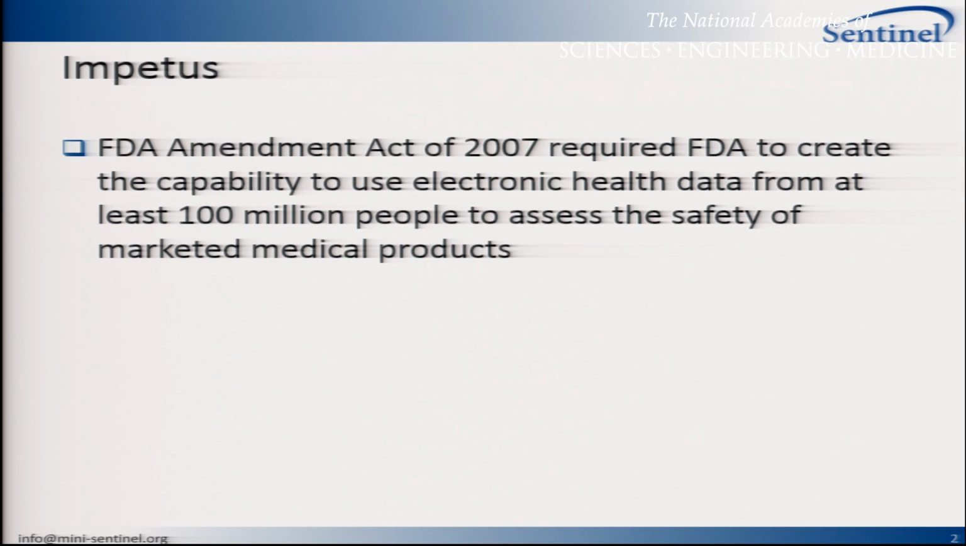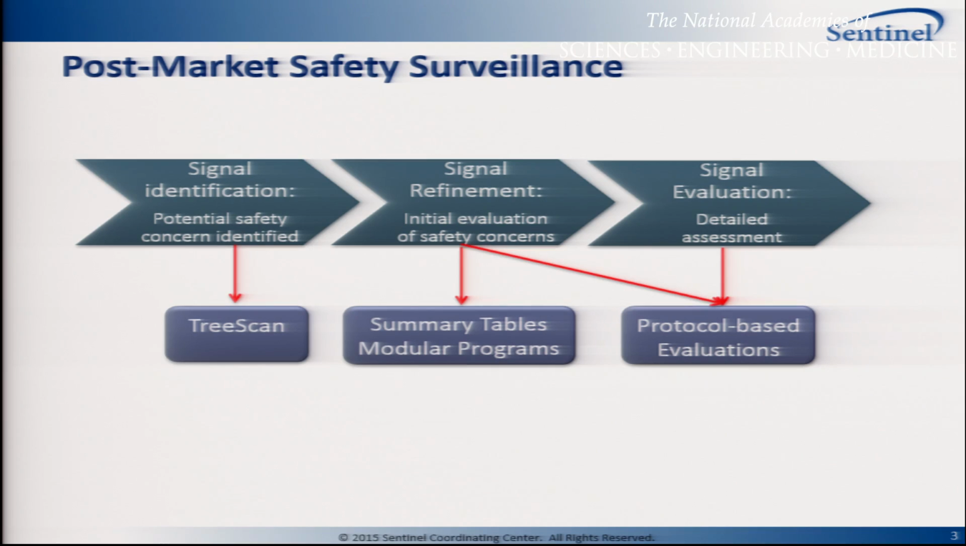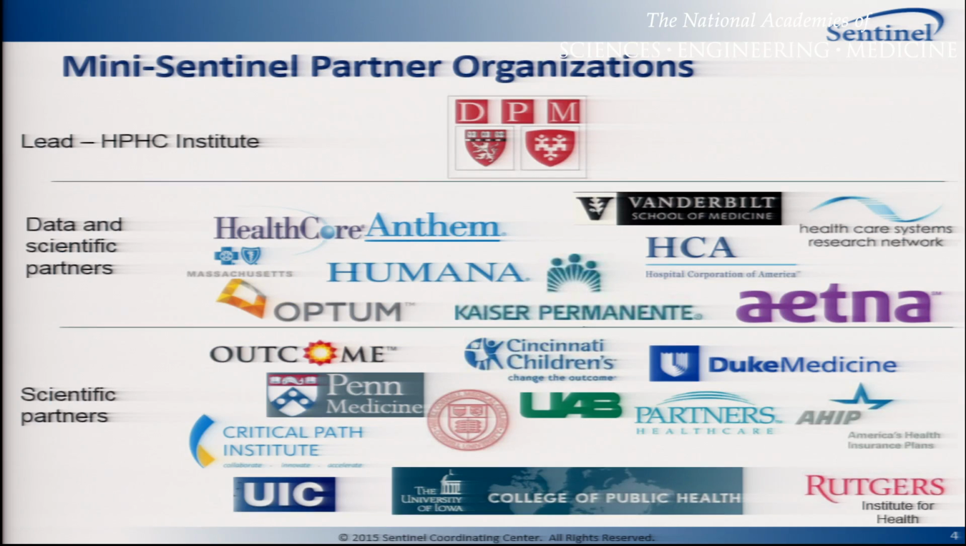I had the privilege of speaking to this forum in 2011 about what we were planning to do, and at that point, I think I would have called it next generation surveillance. But what I'm going to talk about today is surveillance that we're doing now. There are three major flavors of safety surveillance: hypothesis-free signal identification; signal refinement, where we think there might be something, and can you tell us whether there's something there or not; and then signal evaluation, which is a full protocol-based analysis.